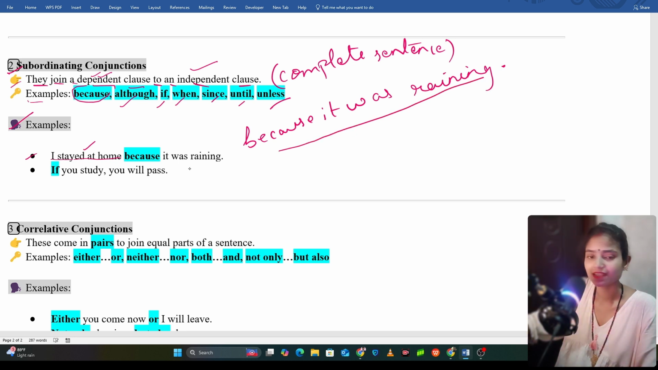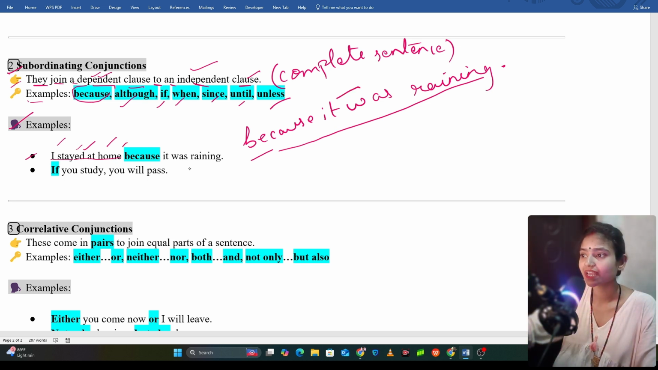It is not making complete sense. Yes or no? It means it is not a complete sentence. It is half, meaning there is no subject. Here there is a subject, a verb and an object, but here there is no subject. So what is this? This is a clause.